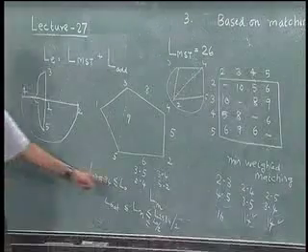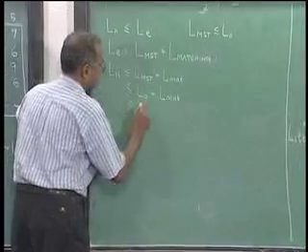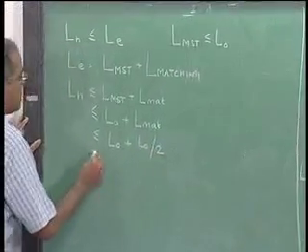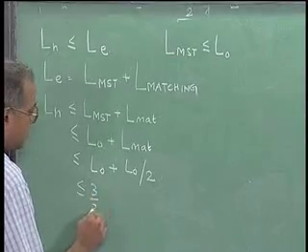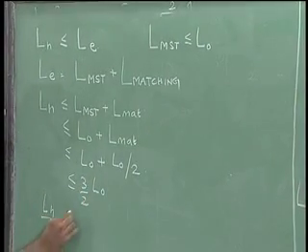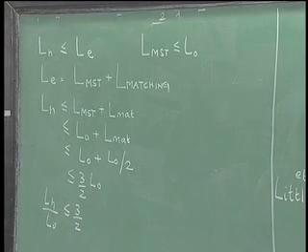Therefore, L matching is less than or equal to L0 by 2. So, this will be less than or equal to L0 plus L0 by 2. So, this is less than or equal to 3 by 2 L0. So, LH by L0 is less than or equal to 3 by 2, or 1.5.